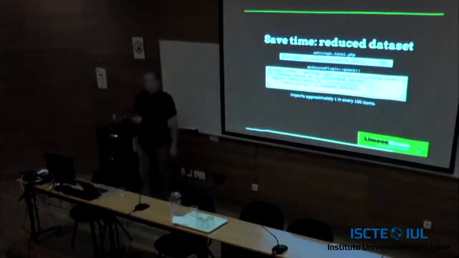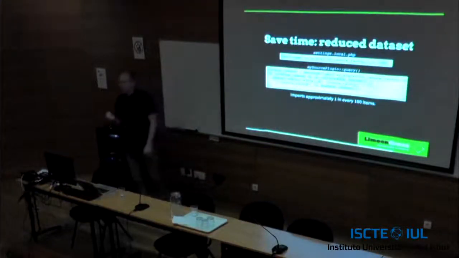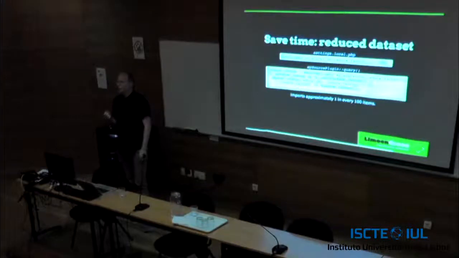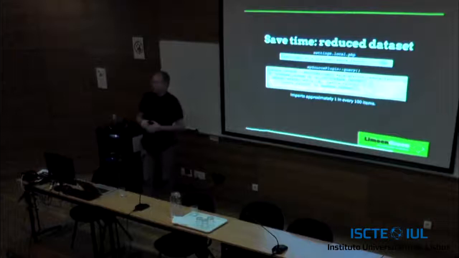Another way to save time is using a reduced data set. This migration I've been working on a couple of months ago contained over 22,000 articles. So they're going to take a long time before they're all imported. And usually for testing, you don't need that much. If I take 1 in 100, I got 220 articles. It's plenty to test with.